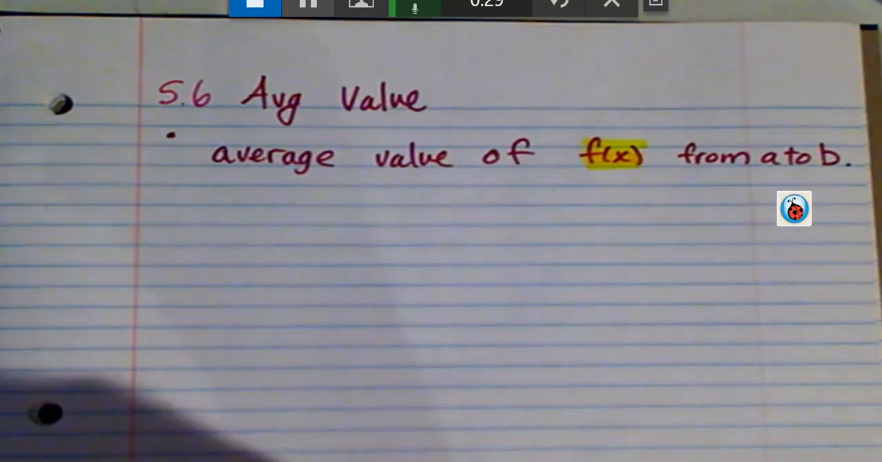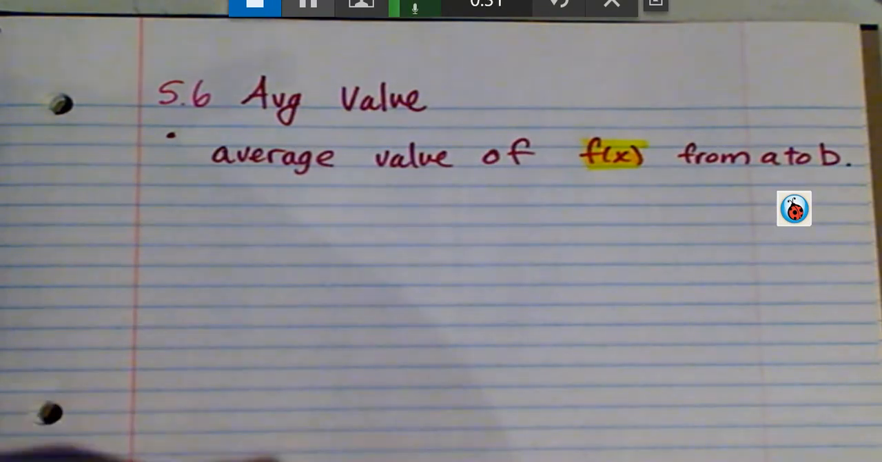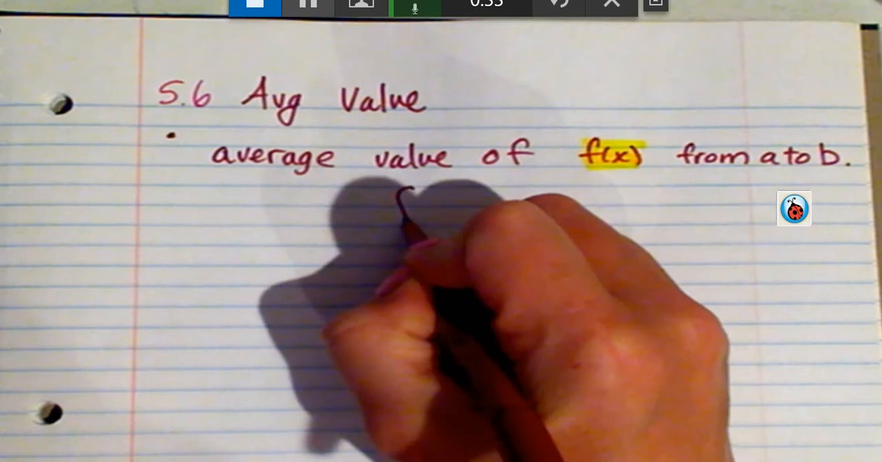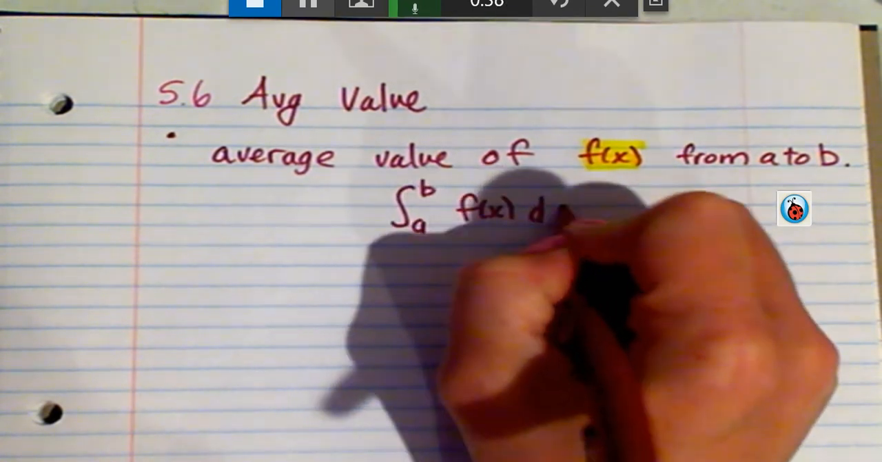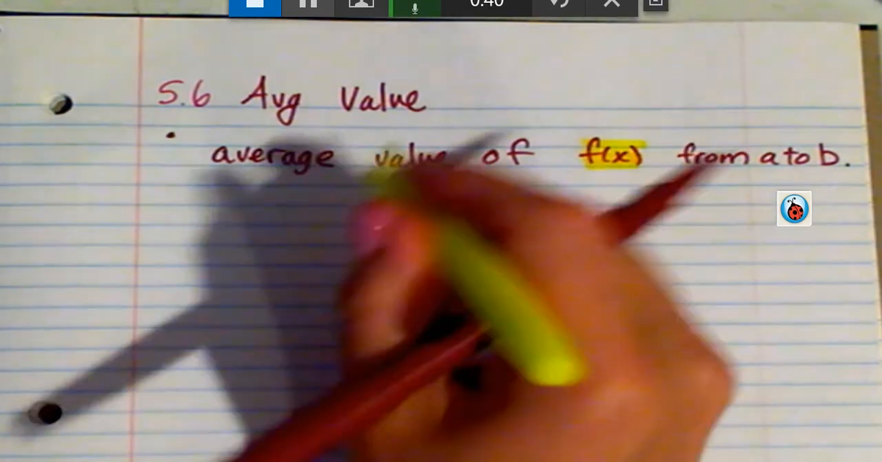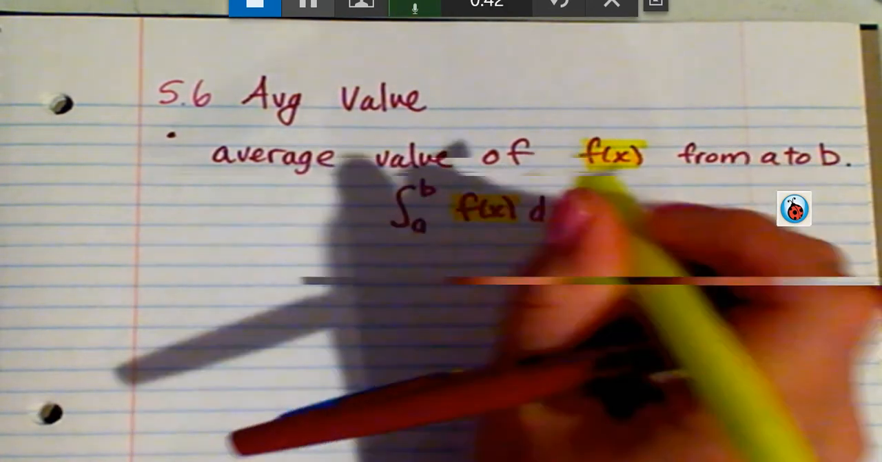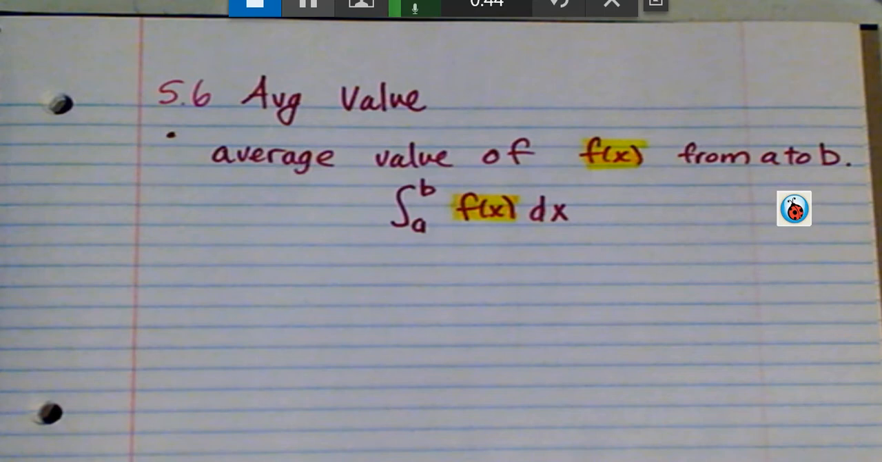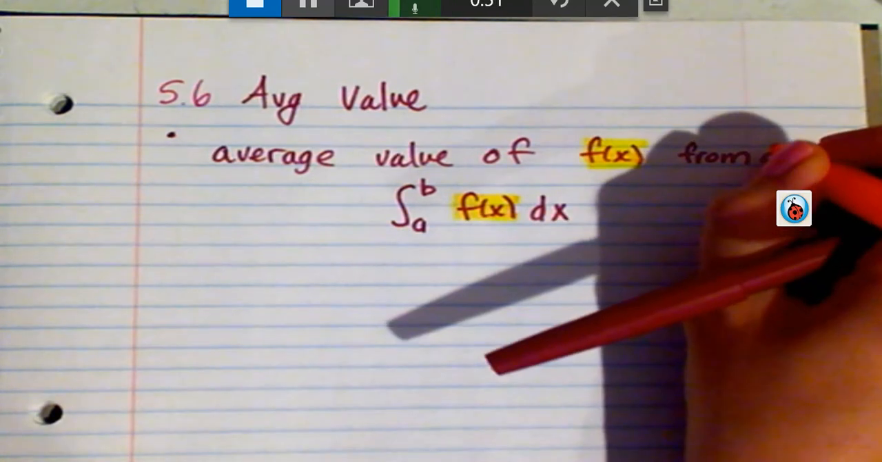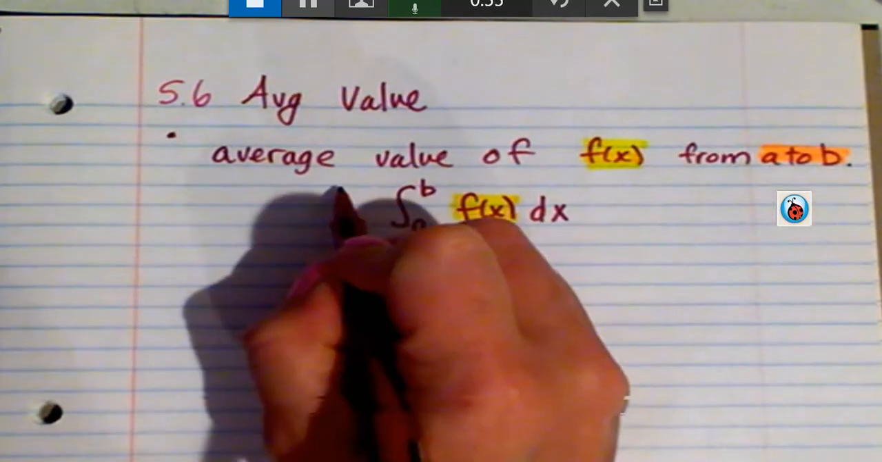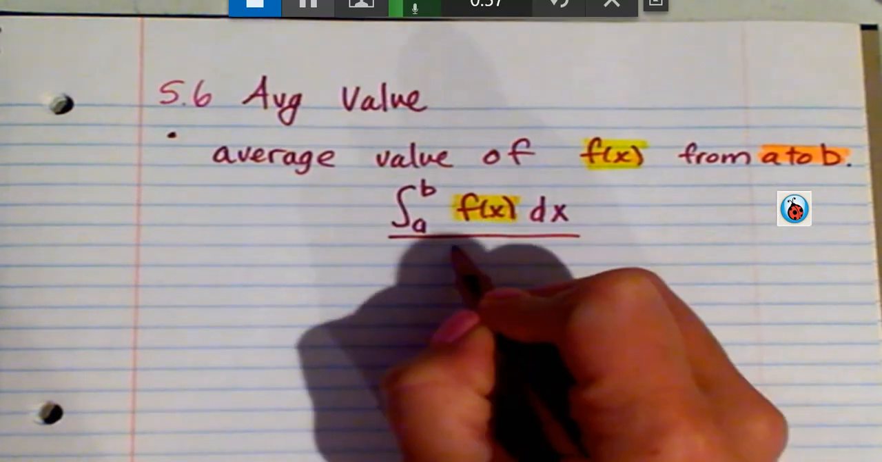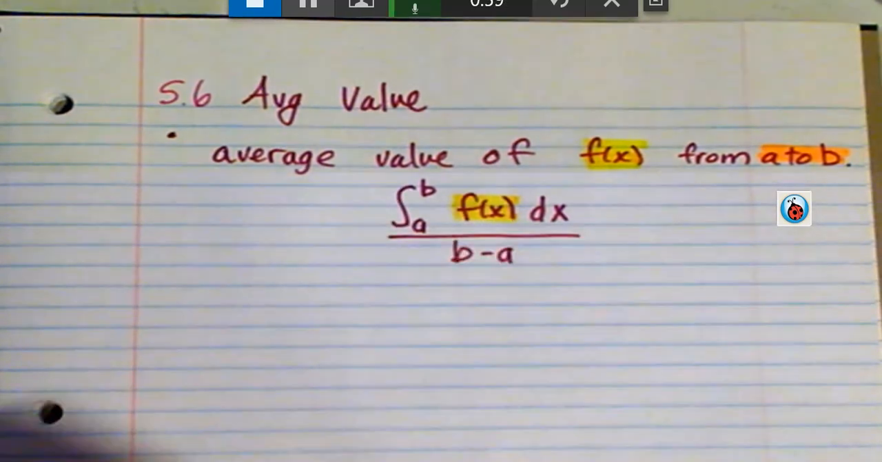Usually when we average something, we add it up. So that's going to be this, from a to b, f of x dx. So the integral is adding up the area from a to b. So it's important that we notice how far we're adding this up, which gives us divided by b minus a.